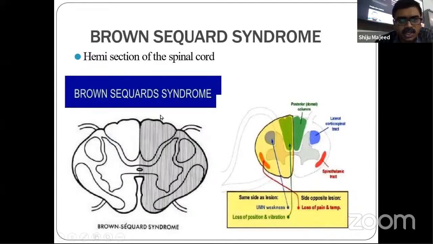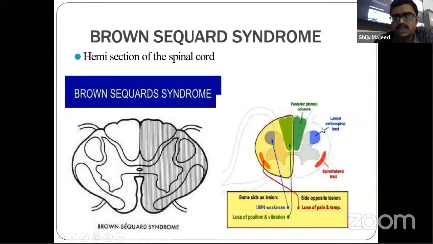I want all of your attention on this diagram here. You know that in the spinal cord there are various tracts. There is a central canal, and surrounding it there are various tracts. We know that the posterior part of the spinal cord is mainly concerned with fine sensations, which is known as the posterior column. It is mainly concerned with vibration, proprioception, fine touch, and positioning sense.